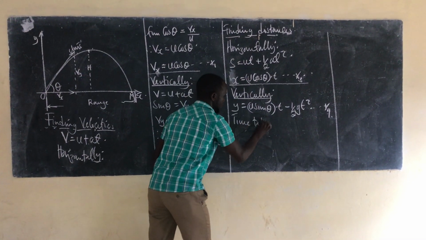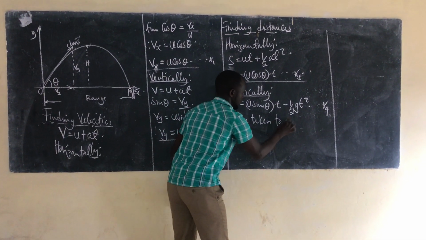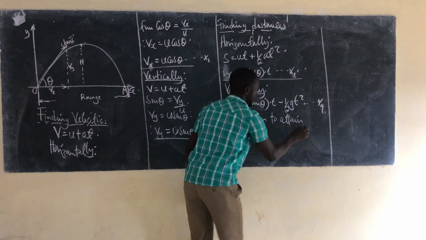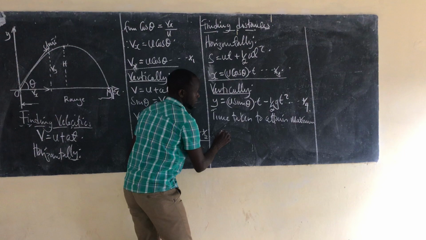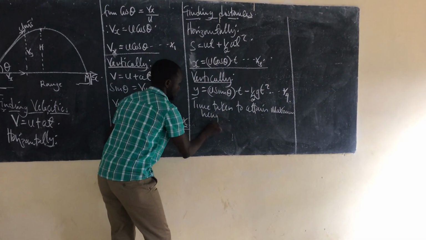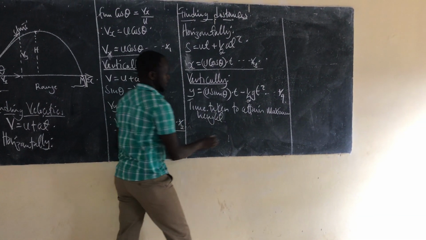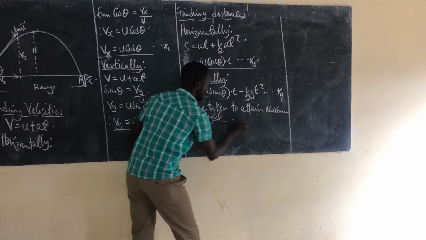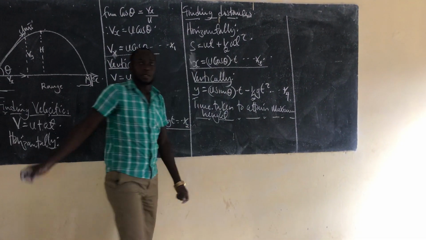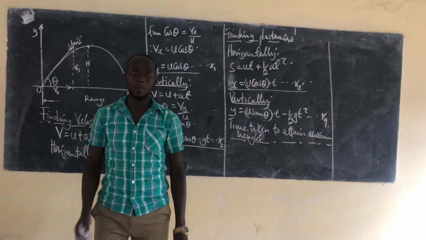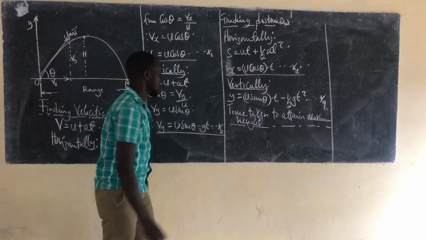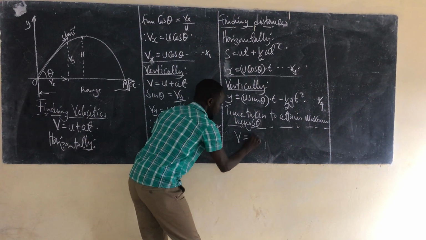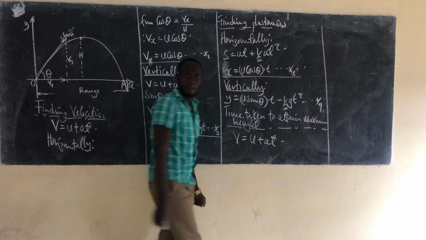So, we say time taken to attain maximum height. We are talking about maximum height and we are talking about time. We shall go back and use the first equation of motion that says V equals U plus at.